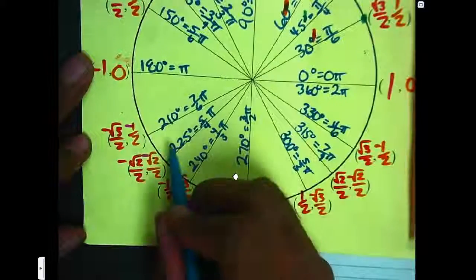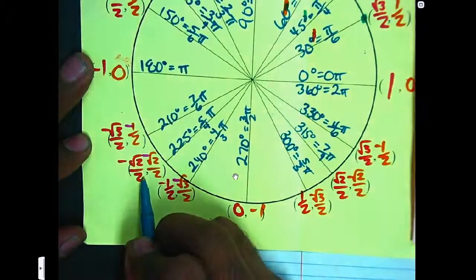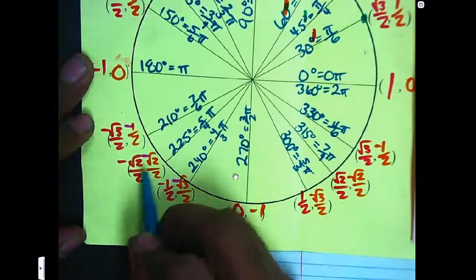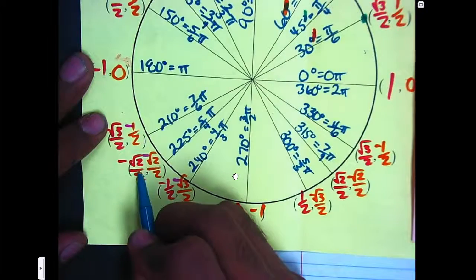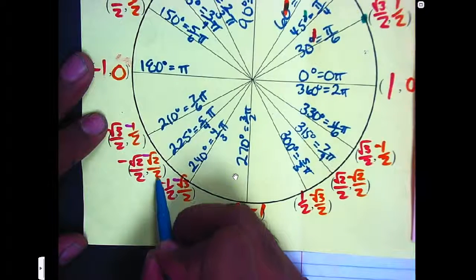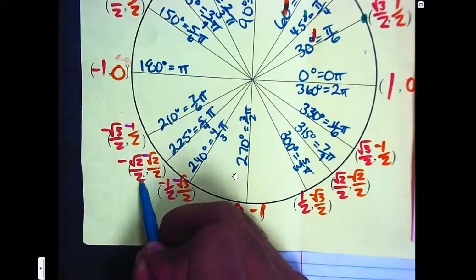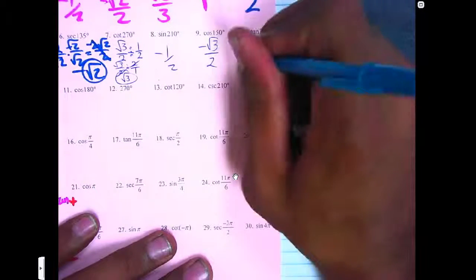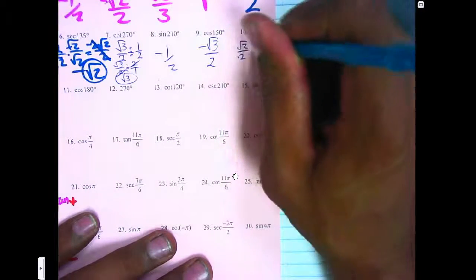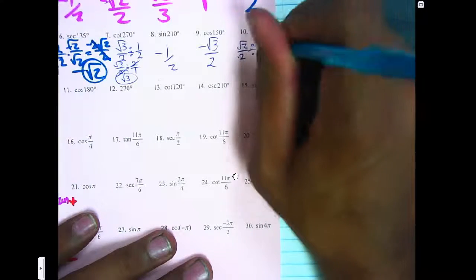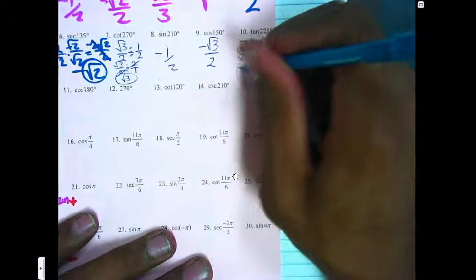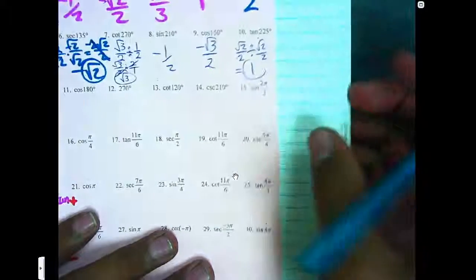Tangent of 225. Okay, well that means it's going to be the sine over the cosine, or y over x, and rad 2 over 2 divided by rad 2 over 2. Well, you're dividing the same number into itself, so that means it'll just be a 1. In other words, rad 2 over 2 divided by rad 2 over 2, and that just equals 1. Okay.